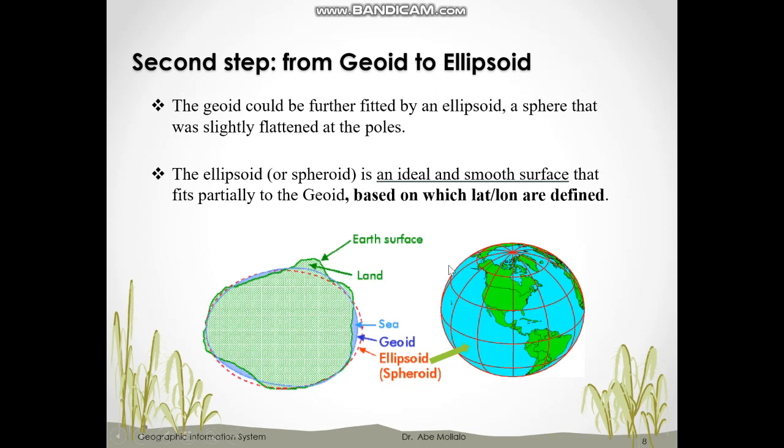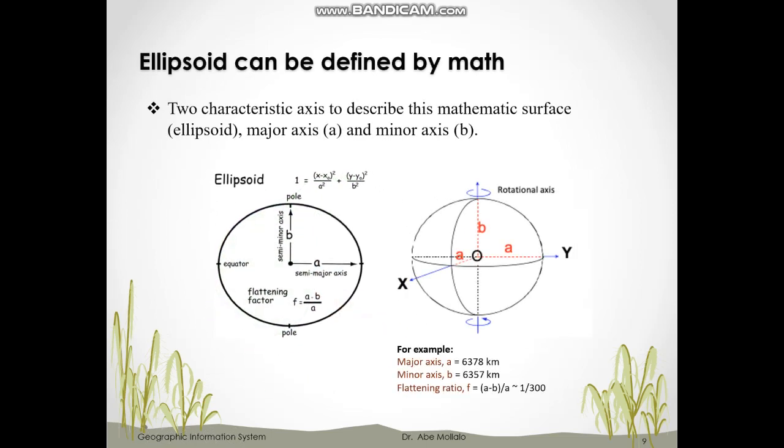And here is an example of the ellipsoid, which is a smooth surface and flattened at the pole. Any ellipsoid can be defined mathematically by two parameters, the length of the major axis or A and the length of the minor axis or B. And based on A and B, we can further calculate a ratio we call flattening factor. And here is the formula, A minus B divided by A, which gives us how flat the polar areas will be in the ellipsoid, okay?